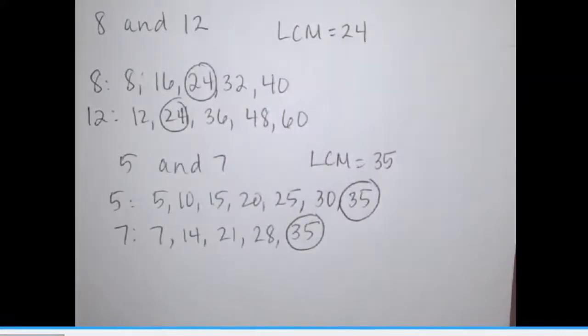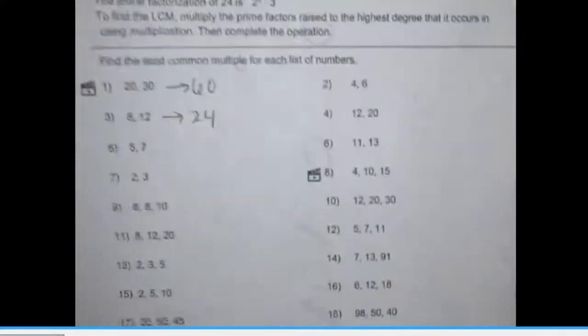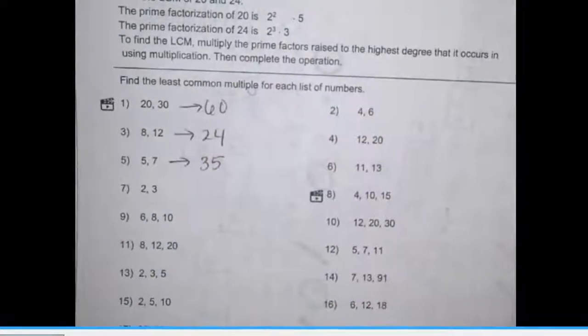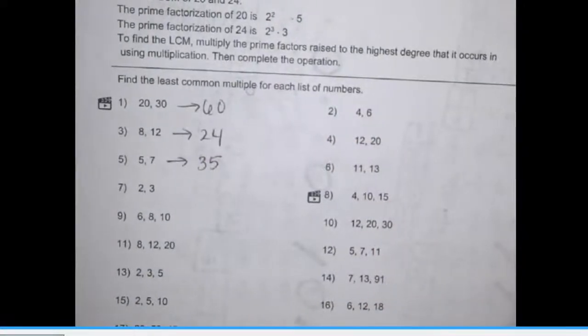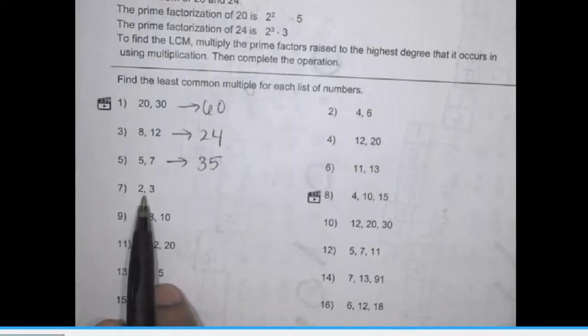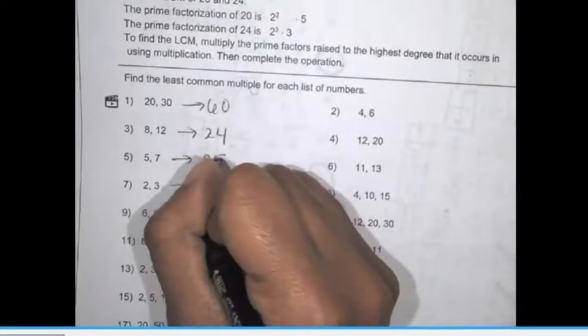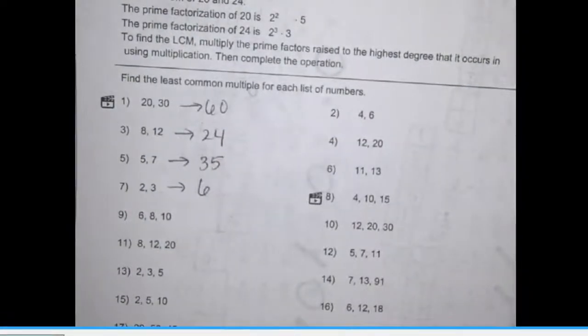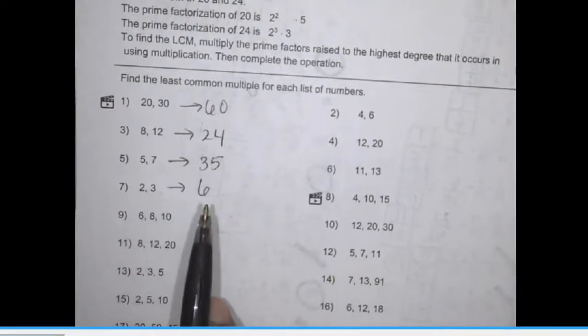So I don't want you to overcomplicate this, and I don't want to make it that it's hard. It's just knowing your multiplication facts over and over again. Okay, now this one's really easy. Sometimes you can just multiply them and you get right to the answer. So the answer for number 7, just very quickly, so I don't have to list them, the answer is 6. So the least common multiple of 2 and 3 is 6.